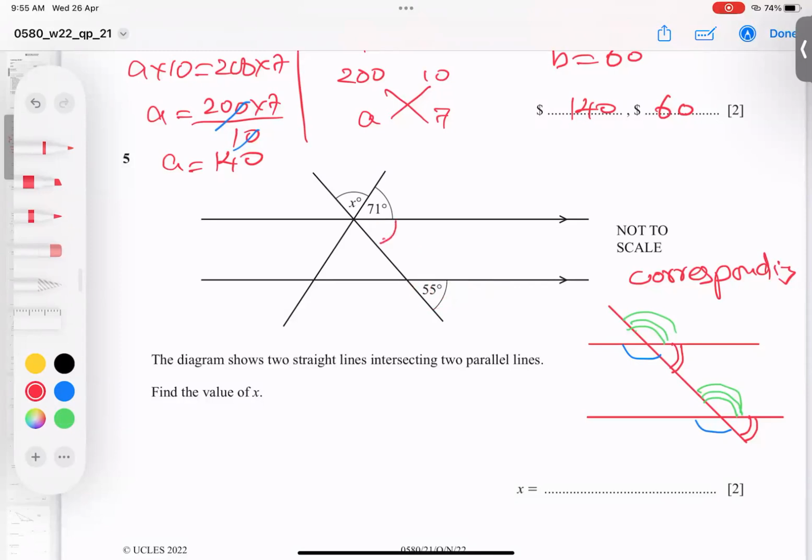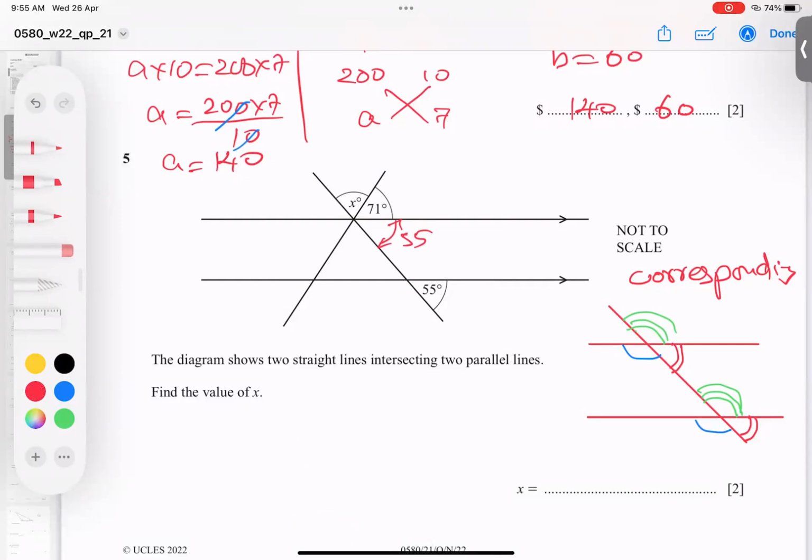I repeat my words. You see, two lines are parallel. Okay, I make it a separate diagram. Two lines are parallel and a line cuts them. If this is 55, then this is also 55. Corresponding angles. So I think this part is very clear.